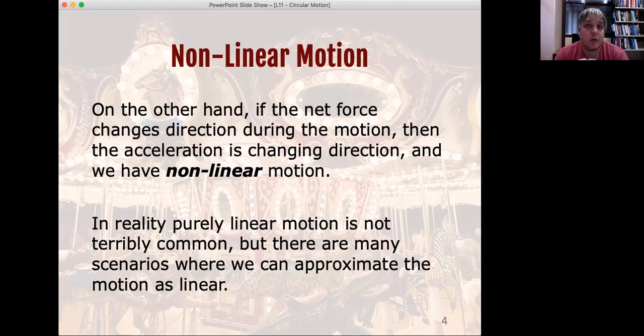In reality, of course, purely linear motion is not that common because there are lots of other forces that we sort of ignore or assume are negligible. And again, those implicit assumptions that we make mean that we can treat many scenarios as linear motion, and it works perfectly fine within our tolerances, within our precision. But there are obviously certain circumstances where we can't treat it as linear motion.